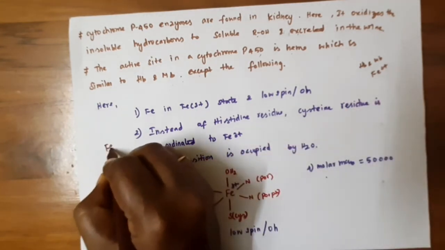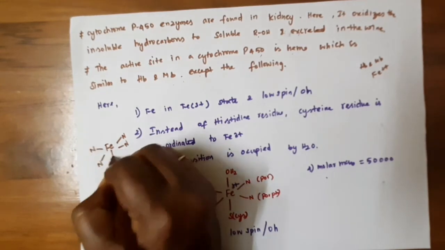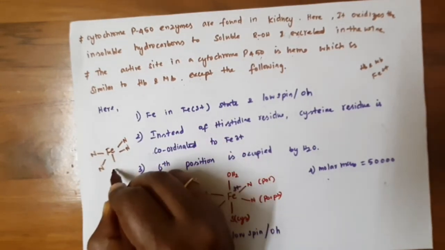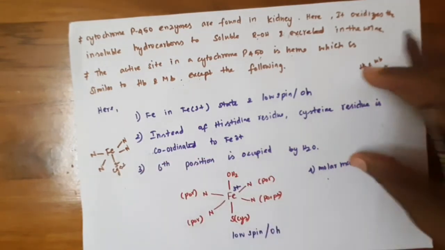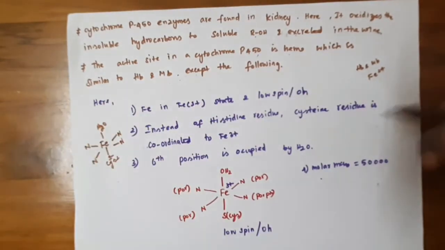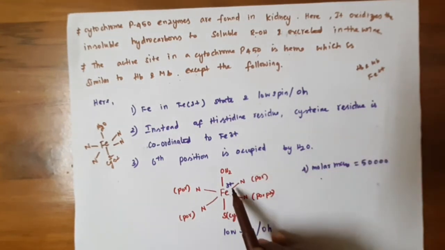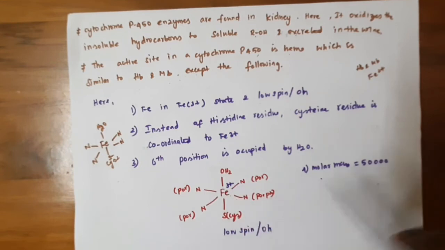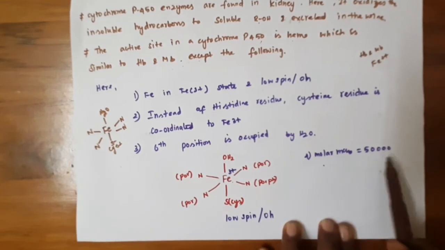So here, instead of a histidine residue at the 5th coordination site, iron is bonded with the sulfur of the cysteine residue. The 6th position is occupied by a loosely bound water molecule. So this is the structure of cytochrome P450, with Fe in the +3 oxidation state, low spin octahedral. The molar mass of this cytochrome P450 is about 50,000.